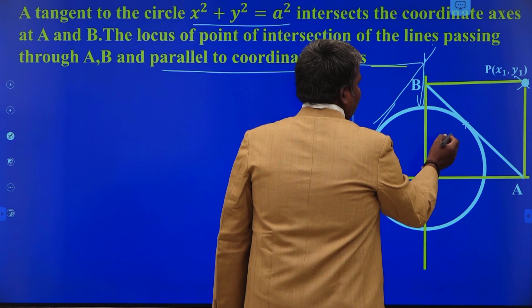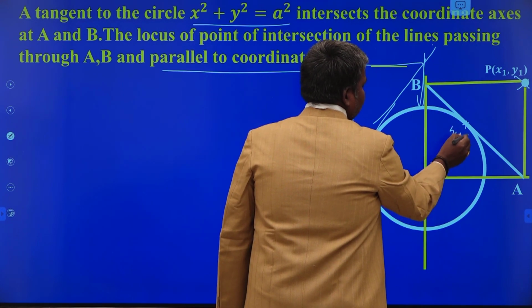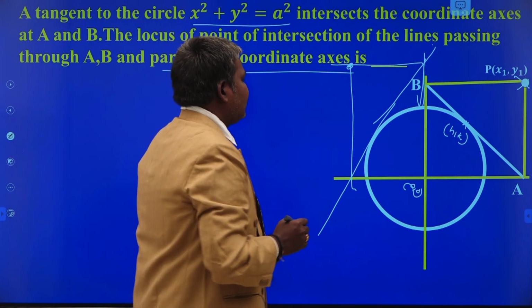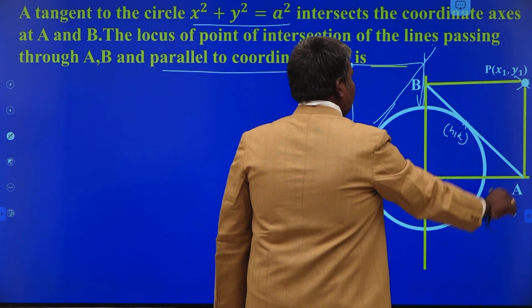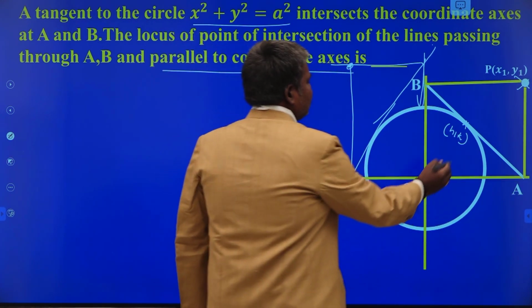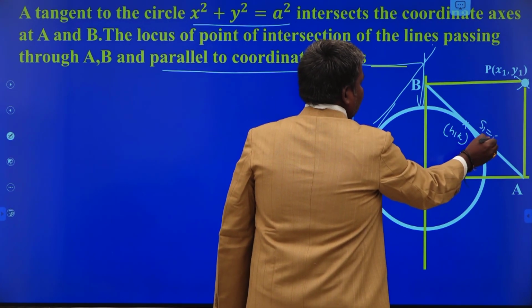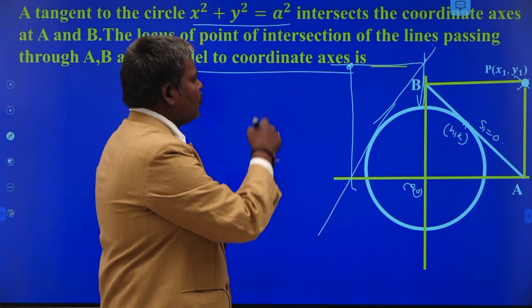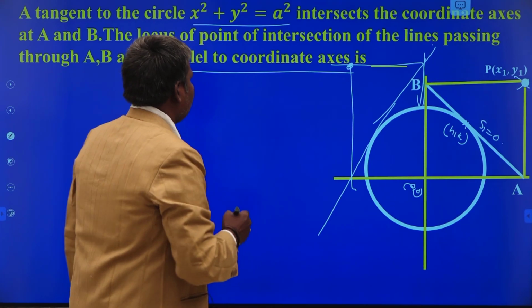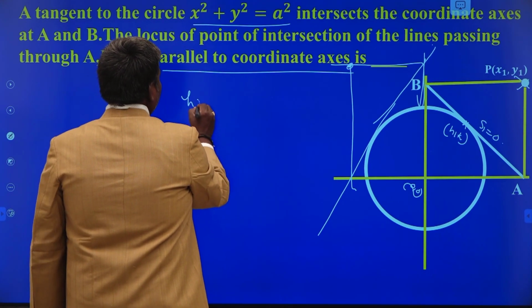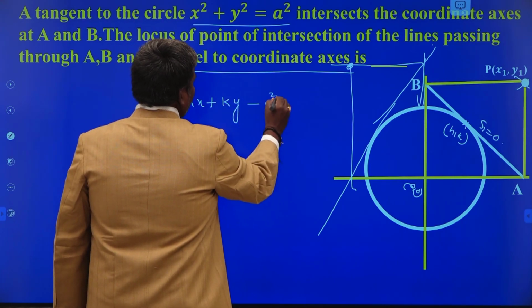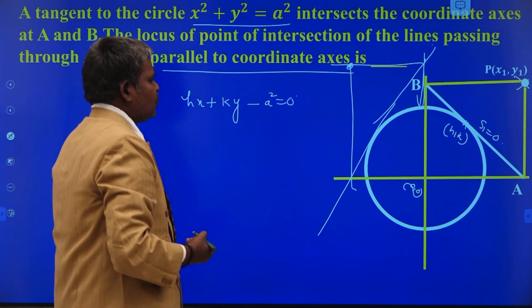Suppose this is the point h comma k, say. The point of contact is h comma k. At this point, can I draw the equation of tangent to the circle or not? What is the equation of tangent? The equation of tangent is nothing but S1 equal to 0. S1 equal to 0 is what for h comma k? hx plus ky minus a square equal to 0. This is S1 equals 0.